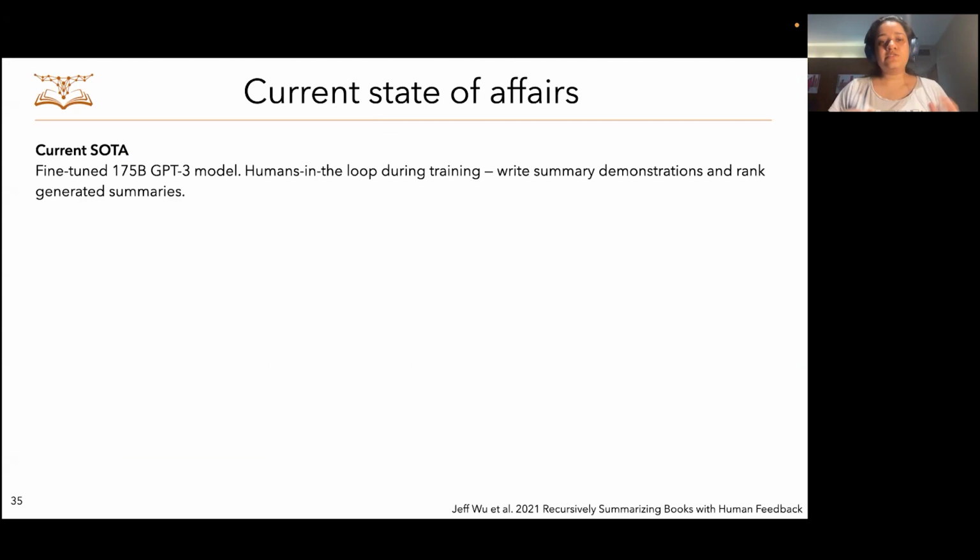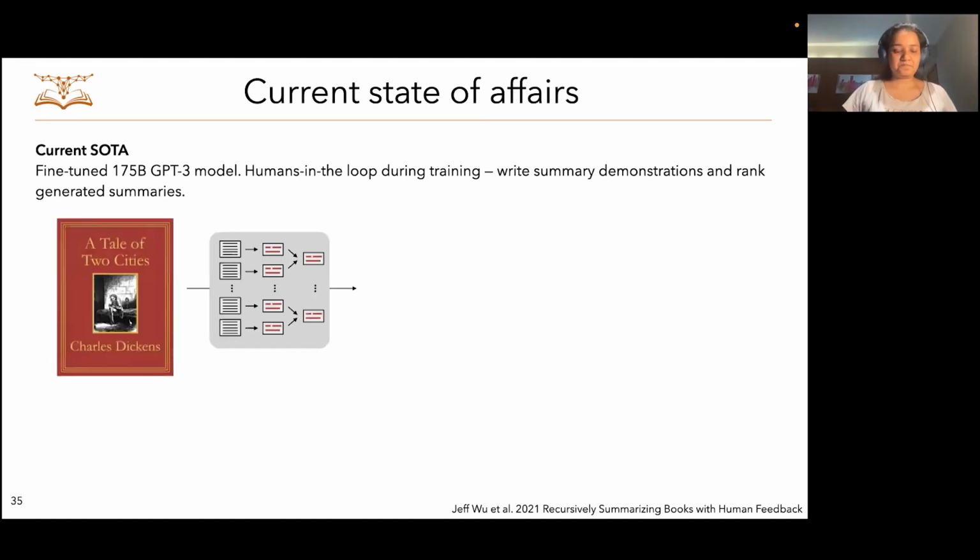So just to give you a sense of where the current state of affairs for this kind of task is, the current SOTA is again a GPT-3 model that was released by OpenAI, but this is a model that was specifically fine-tuned on book summarization. And it had this training setup where there were humans in the loop who would write summary demonstrations for a particular input or rank generated summaries during training. And the way they would deal with this big input was segment it, summarize it, and do this recursively till you get a summary of the size that you want.